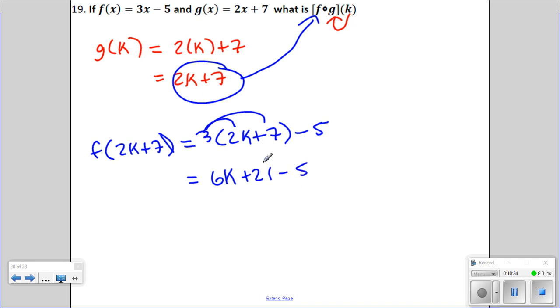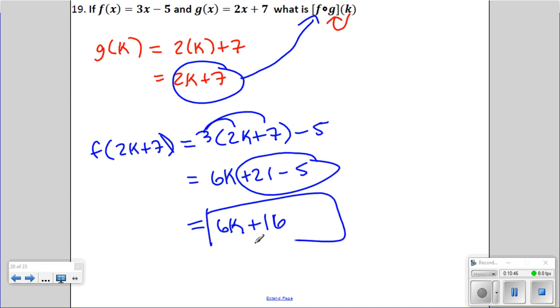And now I can combine 21 and 5, but I can't do anything else with the 6k other than bring it down. So 21 minus 5 is going to give me 16. So this is my final solution. So this time we didn't get just a number at the end. And you shouldn't get a number at the end if there's variables involved and you don't have like variables. So be careful. One more question.